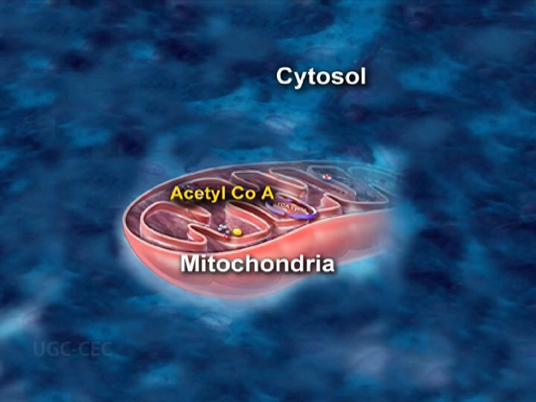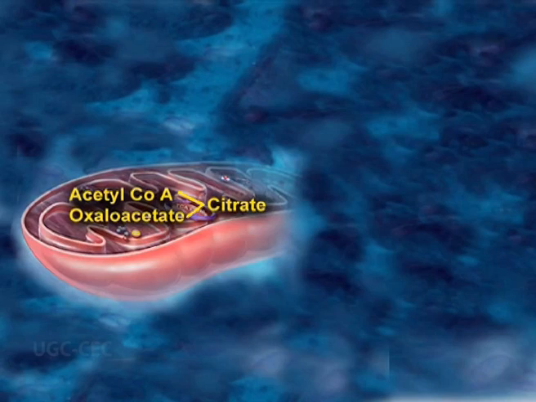It needs to be transported from the mitochondria to the cytosol. However, the inner mitochondrial membrane is essentially impermeable to acetyl-CoA. Accordingly, a subtle mechanism, the tricarboxylate transport system, uses citrate as a carrier of the acetyl group.